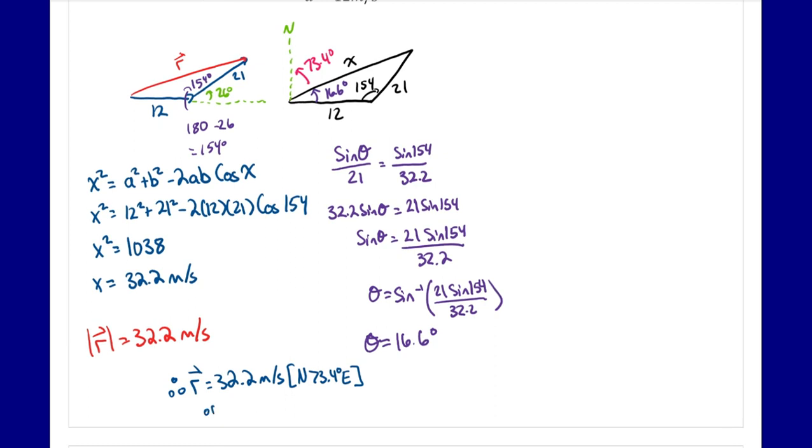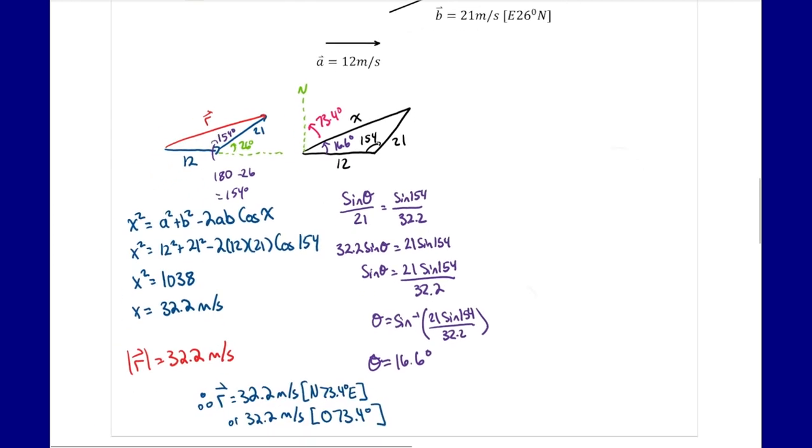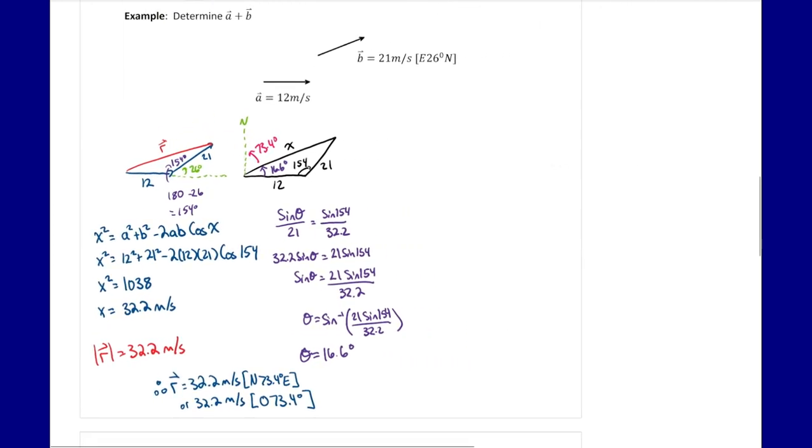We could say 32.2 meters per second, and we could just say 73.4 degrees, right? Because true bearing is basically a 3-digit degree, so 073.4 degrees from north. So that is one way to solve that question, and that is using basically trig, right? That's looking at creating the triangle and so on.